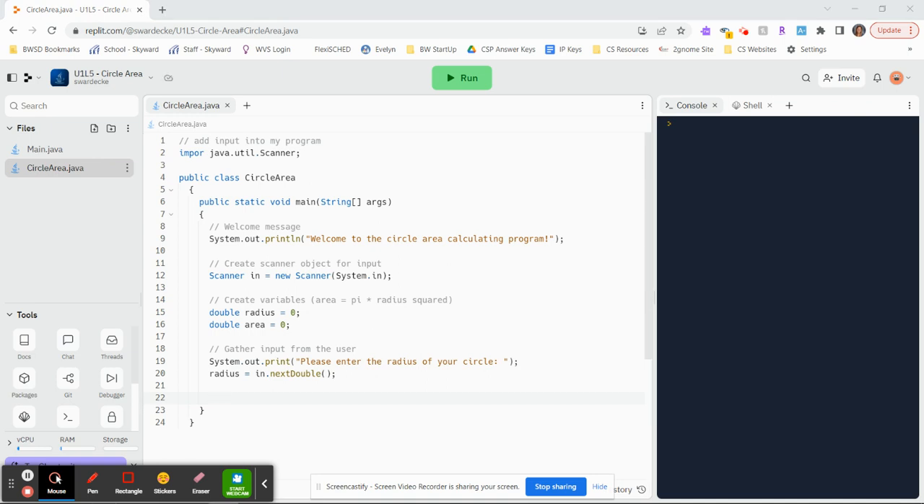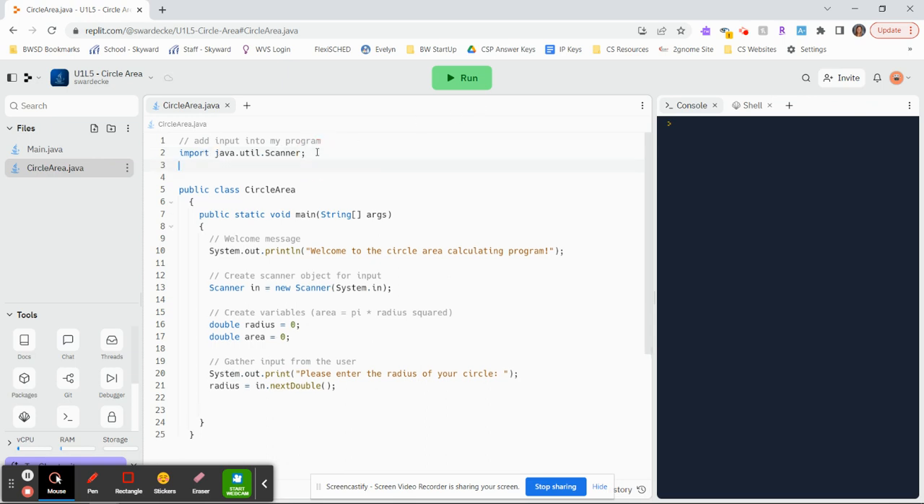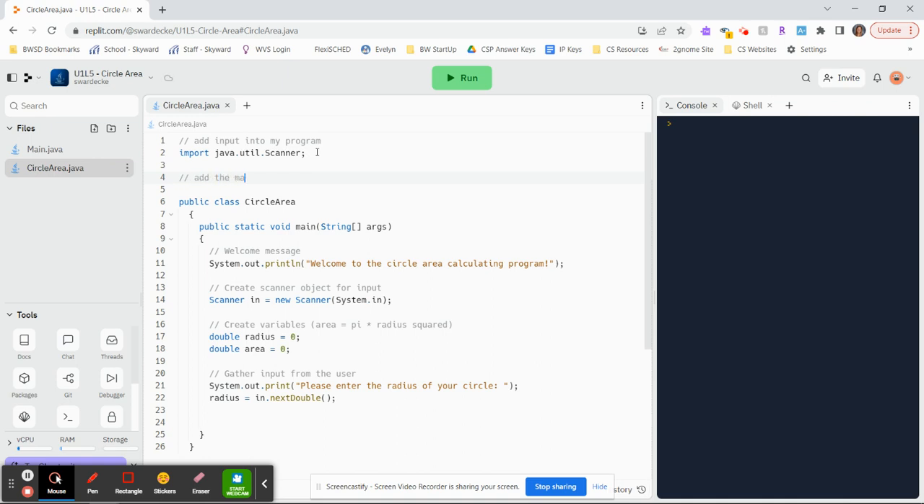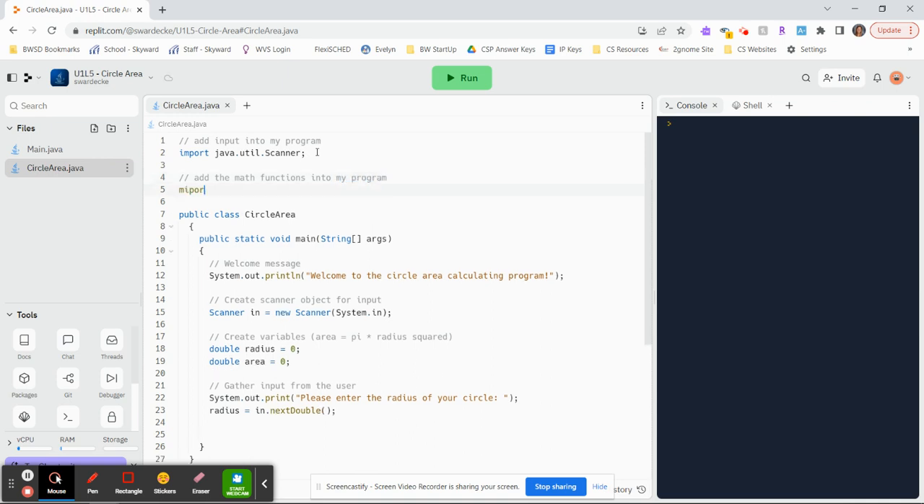Now, this next piece here is where we're actually going to use our math. So remember, if we need to do the value of pi and radius squared, we need to import our math functions if we want to be able to use those. So fix your typo on import if you didn't notice that before. And now we're going to add the math functions into my program. To do that, we type import, just like we did before, and we're going to do java.lang.Math with a capital M dot star. And please don't forget your star. You won't get all the functions that you need.